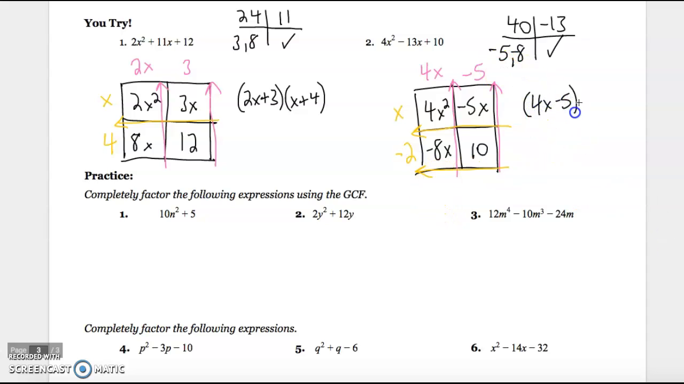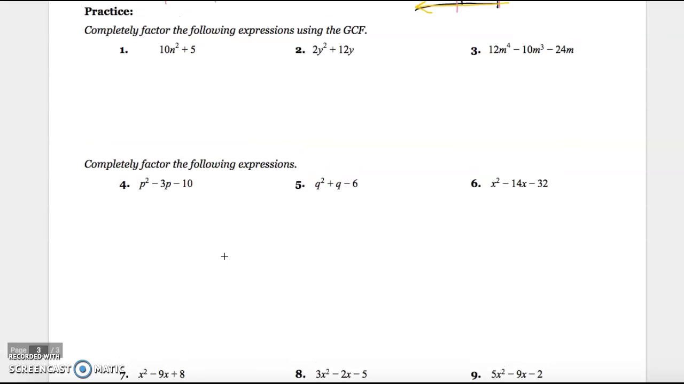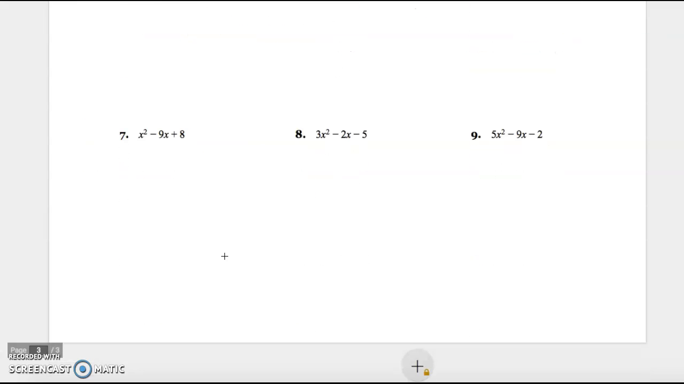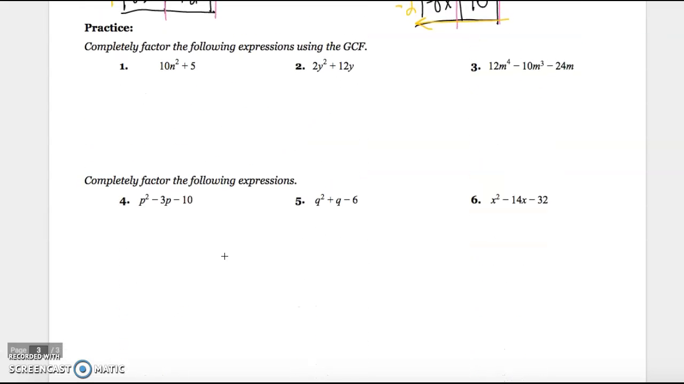4x minus 5 and x minus 2. Cool. All right, I'm going to go ahead and pause here, and in the next video, I'm just going to go through and do a bunch of practice. So if you would like to try these practices on your own and then double check your answers, go for it. All right.